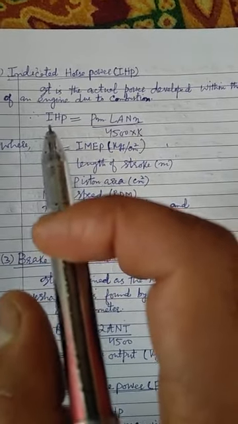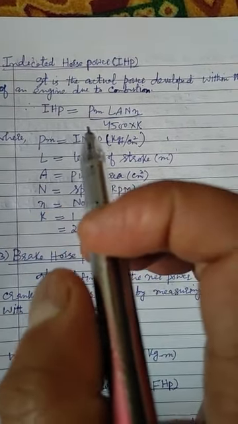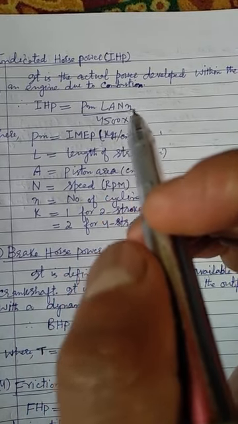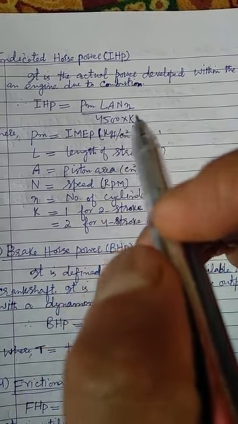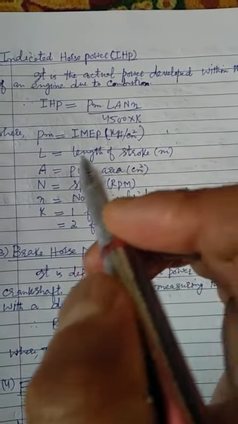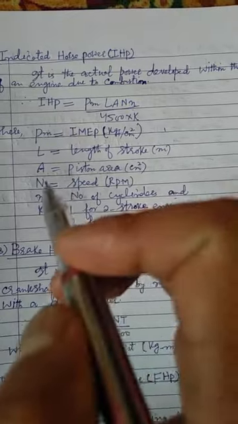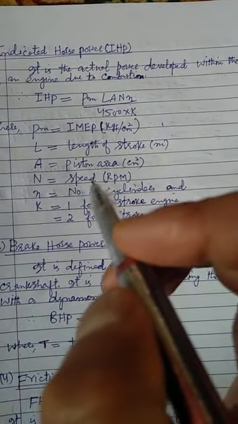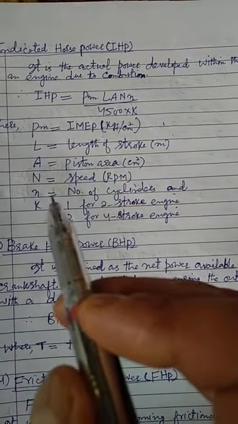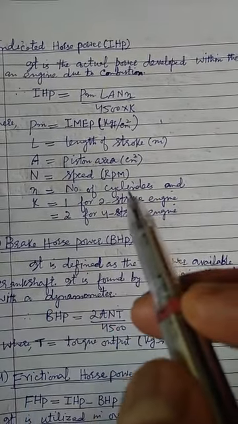Now, what is the formula for indicated horsepower? It is equal to P_m times L A N n divided by 4500 K. P_m is the indicated mean effective pressure, in units of kg per centimeter square. L is the length of stroke. A is the piston area. Capital N is the speed, that is RPM of the crankshaft. And small n is the number of cylinders.